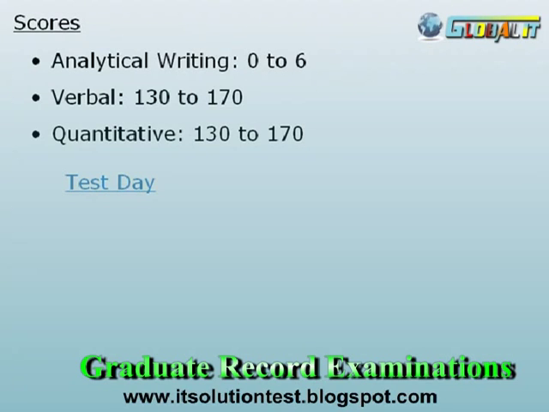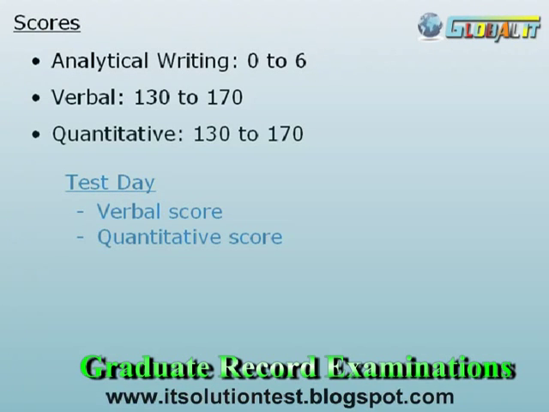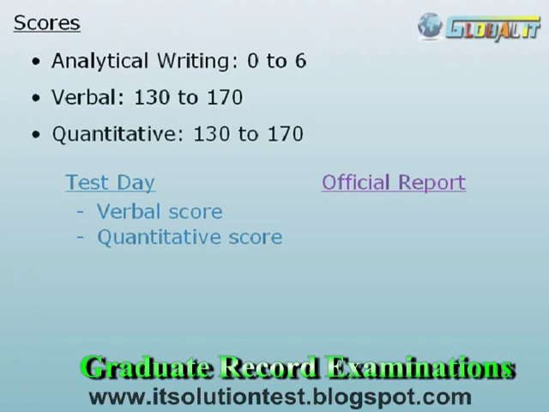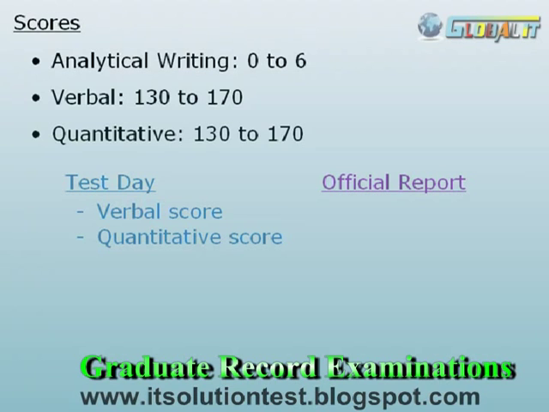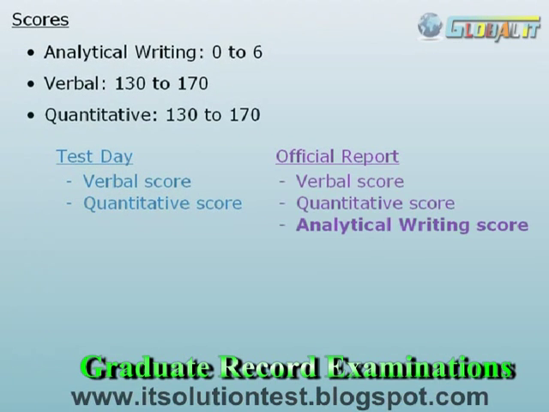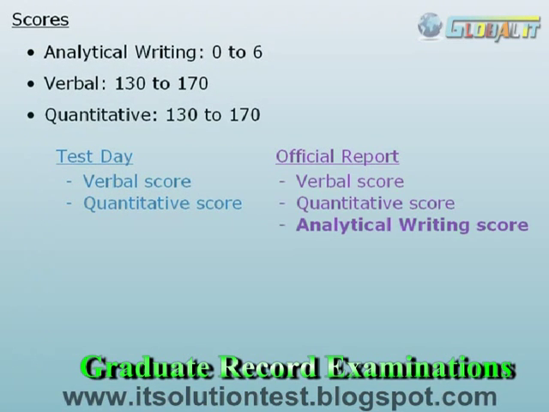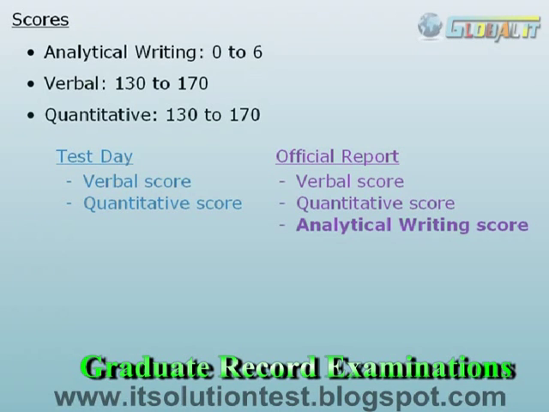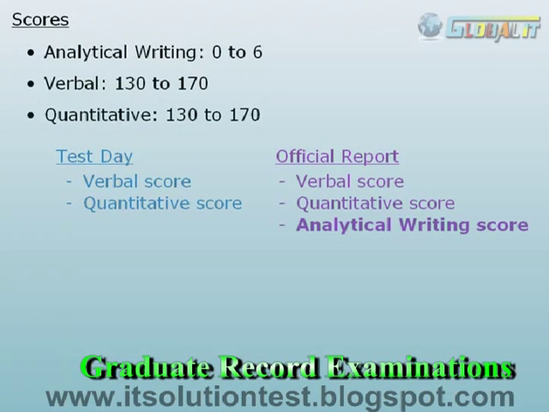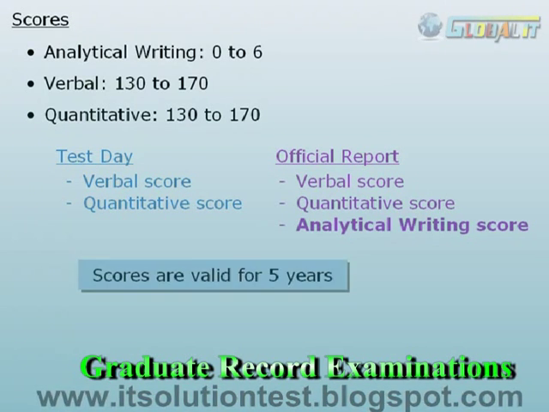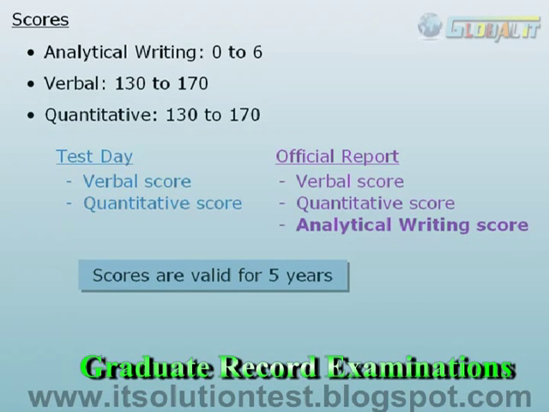Now, on test day, right after you complete the exam, you'll receive your unofficial verbal and quantitative scores. Your official score report will be delivered within 10 to 15 days of taking the test. This report will have your verbal and quantitative scores as well as your analytical writing score. Finally, it's worth noting that your GRE scores are valid for 5 years from the time you take your test.